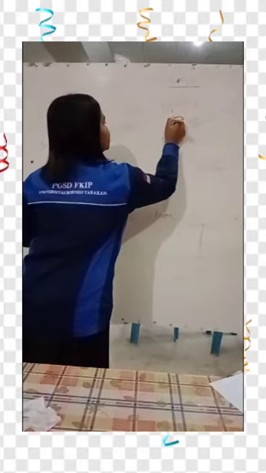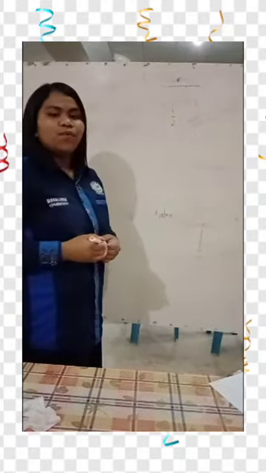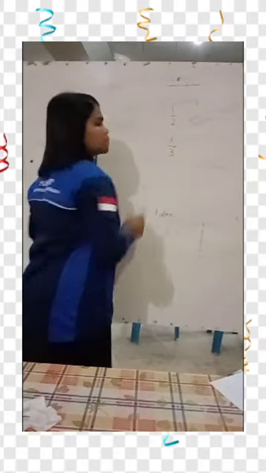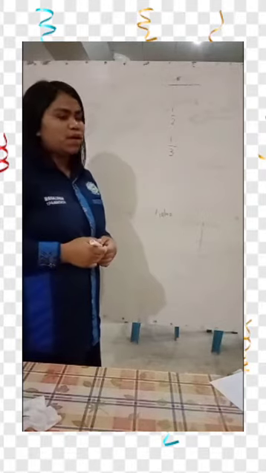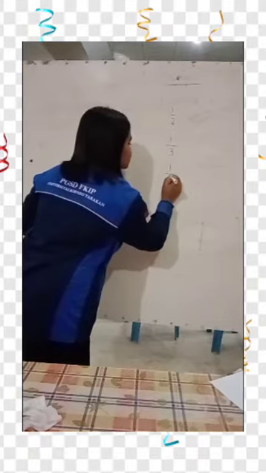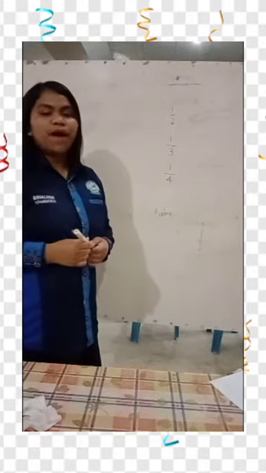Unit fraction notation. The fractions half, 1/3, 1/4, 1/5, 1/6, and so on are written as follows. Half, 1/2, 1/3, 1/4, 1/5.